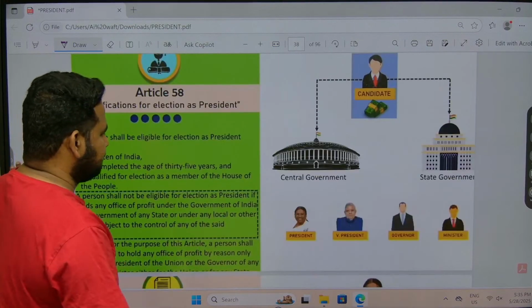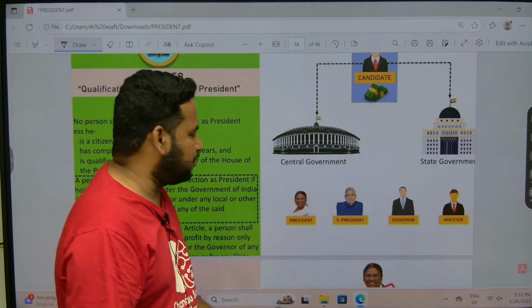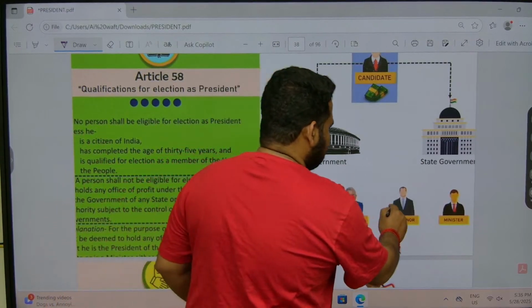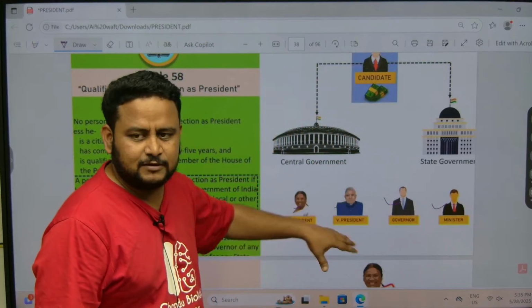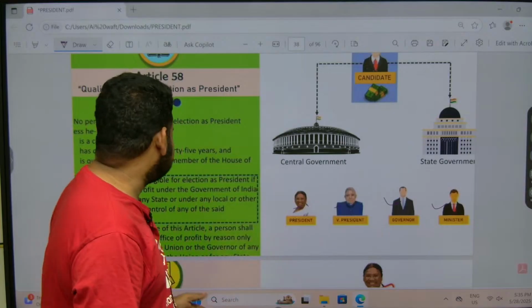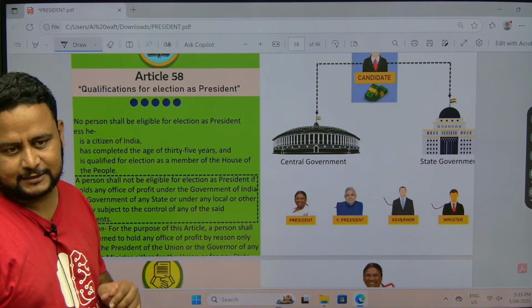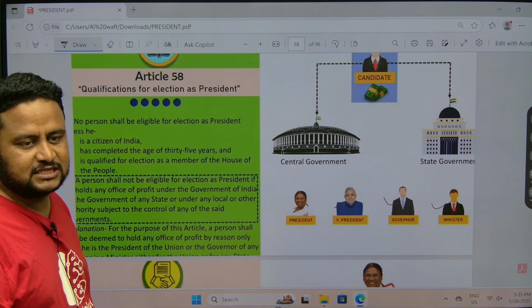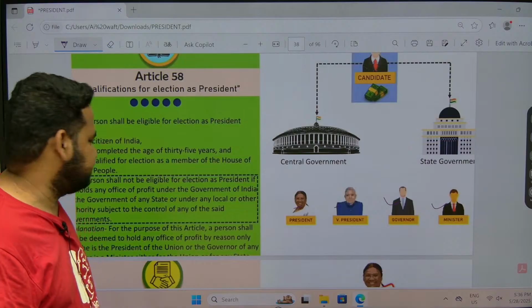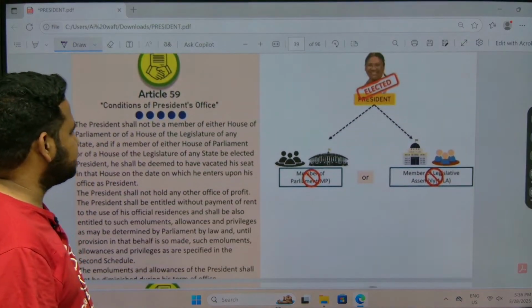They are explaining again about the office of profit, that is they are telling people who are exempted from office of profit: president, vice president, governor, minister of central or state minister. These are all the people who are excluded from office of profit because they passed the office of profit exclusion act or exemption act. Got it? That much depth is not required for you. Just remember office of profit is nothing but conflict of interest, that's it. Now let us see article 59, conditions of president's office.